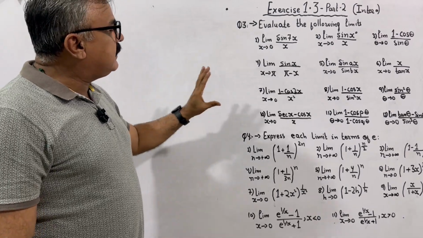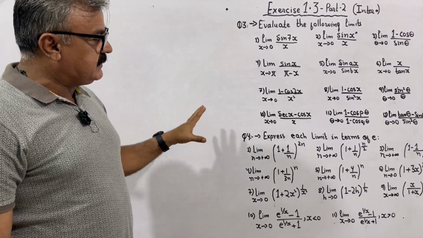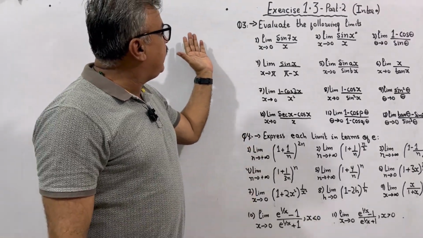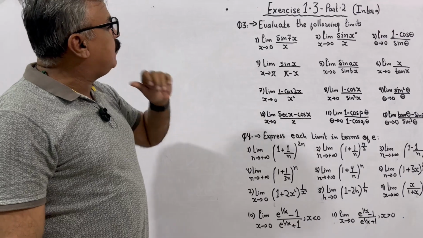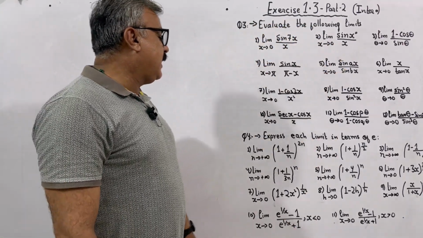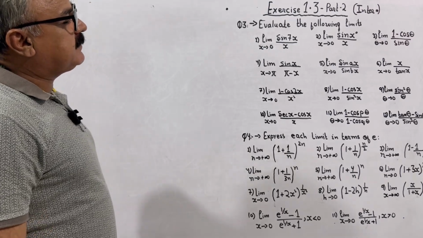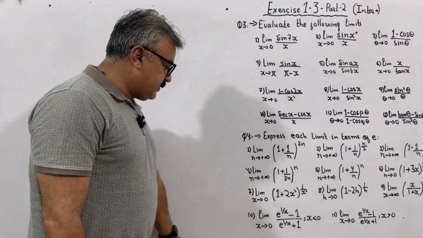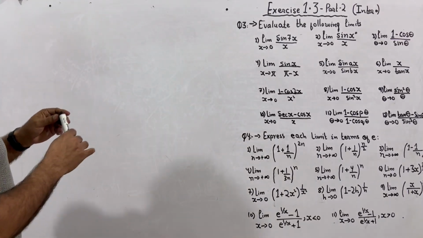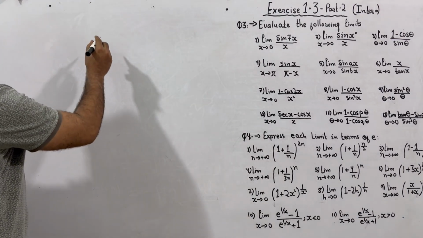There is a deficiency of some questions that I can compensate from somewhere else, and I am about to post additional questions in limits, like e raised x minus 1 over x and a power x minus 1 over x. But for now, let's continue with question number 1.